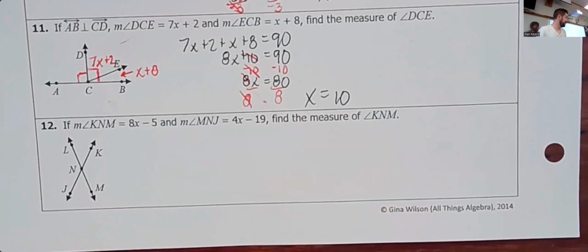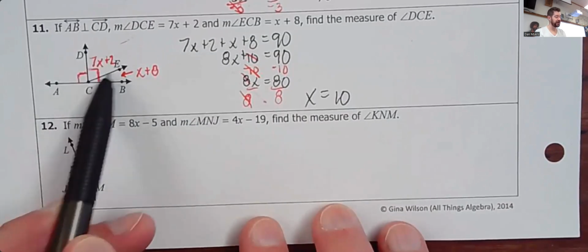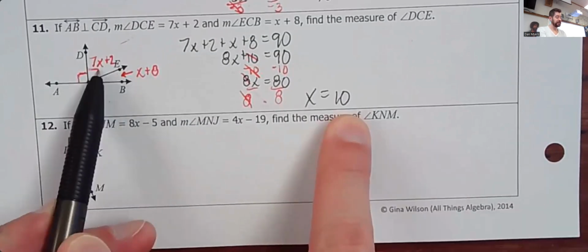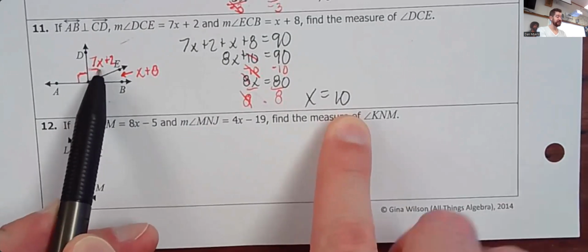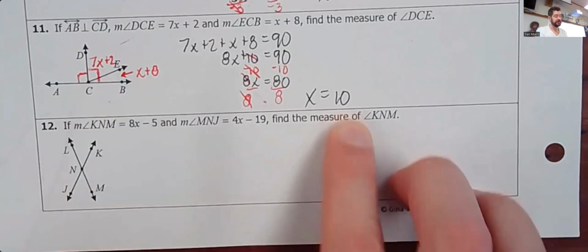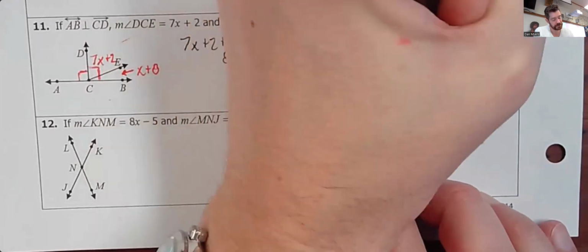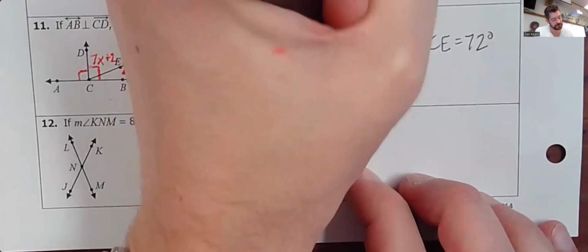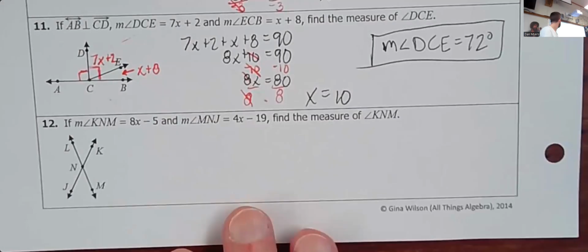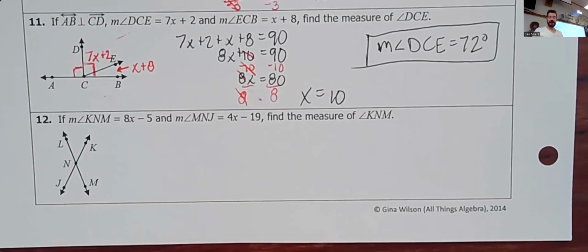It's not 10. We're going to use the 10 though. 72, yeah. Yep. Measure of angle DCE equals 72 because we want this angle here. We want the top angle on the right. So if we take 10, plug it in for x, 7 times 10 is 70, plus 2 more is 72. So the measure of angle DCE equals 72 degrees.